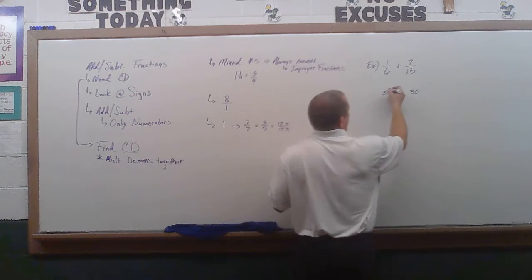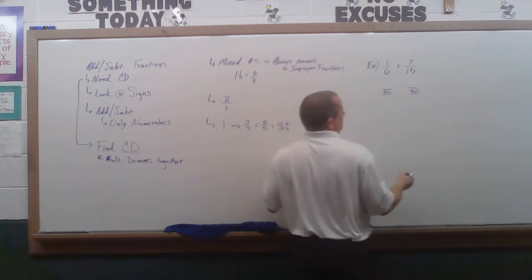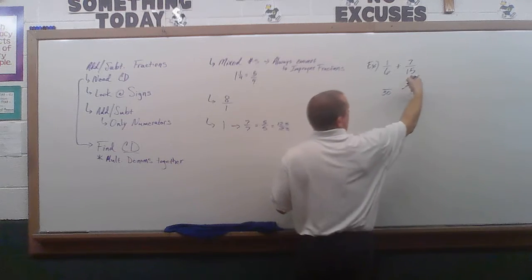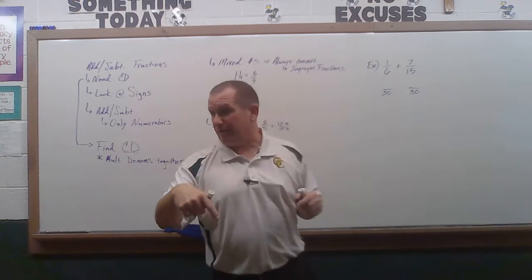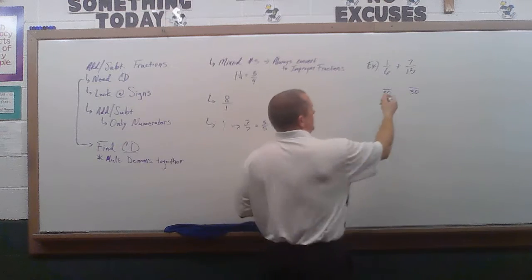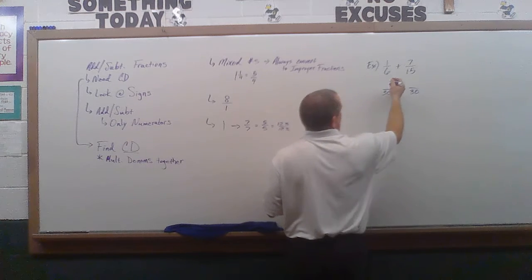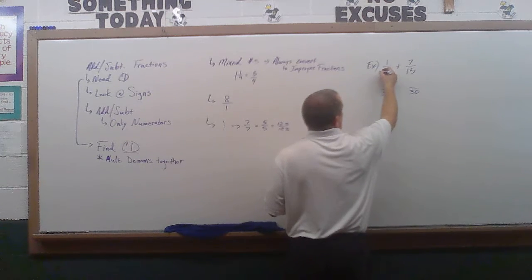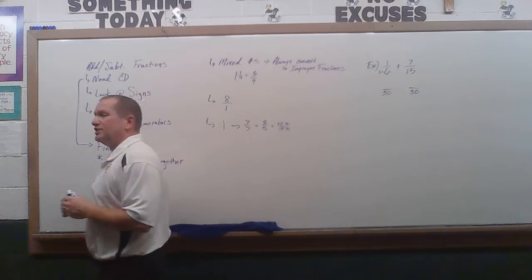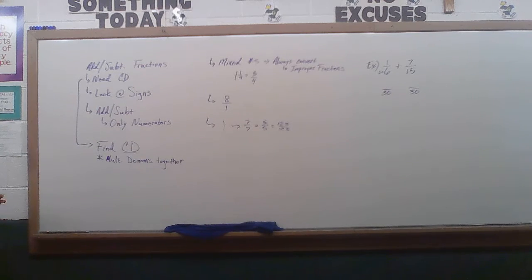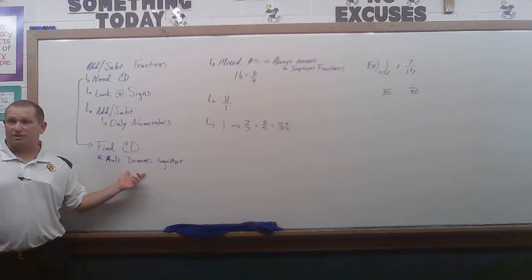So then after we figure out a denominator, then we just start doing what we did the other day when we were going to compare them. So we have to do this part. So what did I do to 6 to get to 30? Multiply by 5.